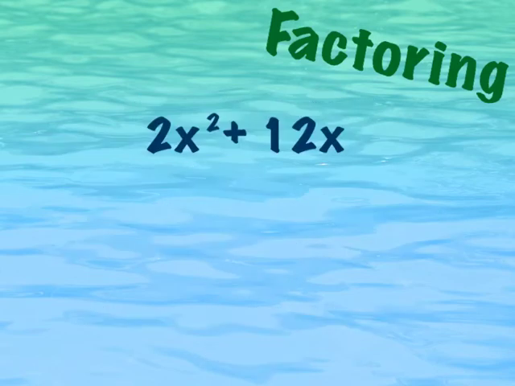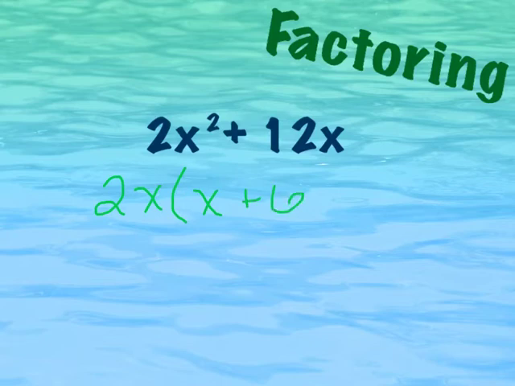So the first step is to look for a greatest common factor. Looking here, I have 2x squared and 12x. I notice that I can divide out a 2x from both of those. 2 divided by 2 is just 1. X squared divided by x would just be an x. 12 divided by 2 is 6. X divided by x would just be 1, so there's no x's left.